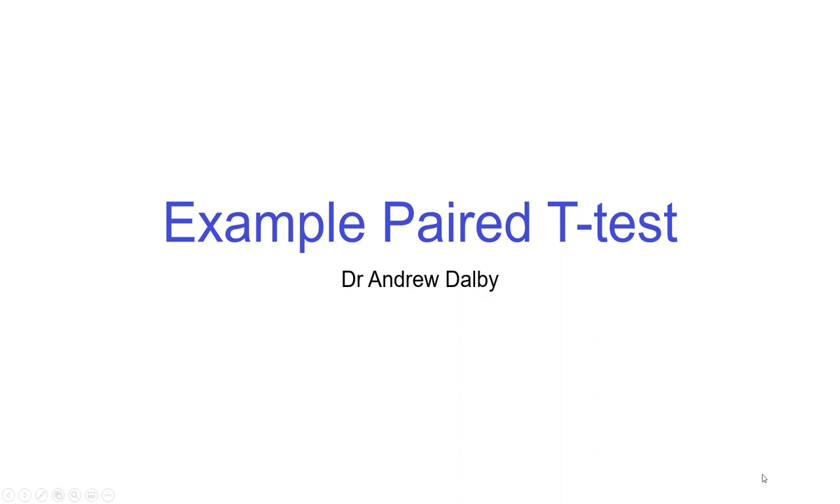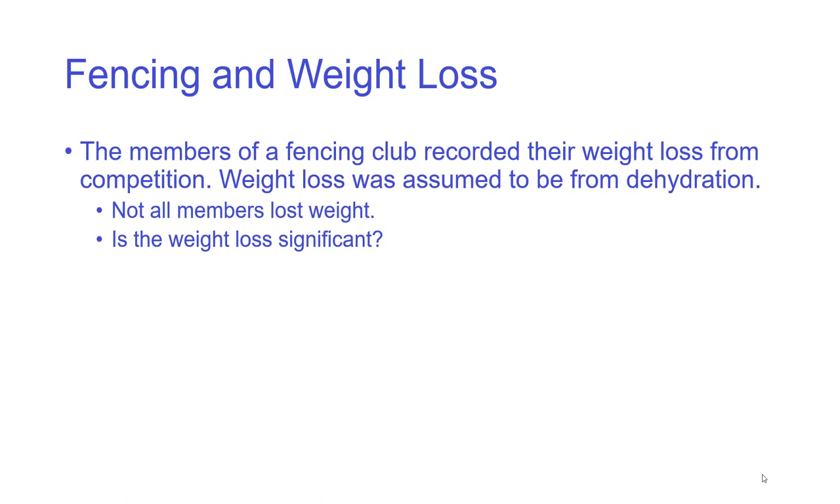This is an example of a paired t-test, and the point of this is to illustrate the difference between when you deal with pairing and if you treat the data as unpaired. So what you have is members of a fencing club recording their weight before a competition and their weight after a competition. So any weight loss is assumed to be from dehydration. Why does a paired test seem like it's going to be useful? Well, not all members lost weight, and is the weight loss significant?